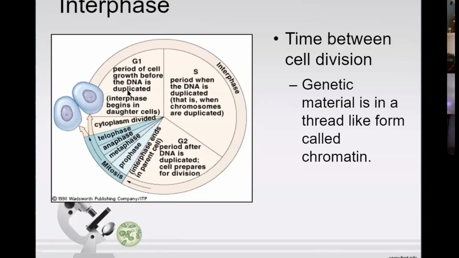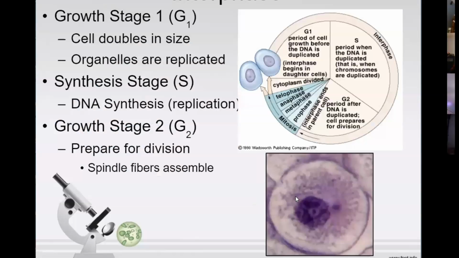So we can see G1 is a period of growth. S stands for synthesis. You're synthesizing DNA. So if you want all of your new cells to have the exact same copy of the genetic material you already have, you're going to need to make a copy. So that happens during the S phase. And then G2 is doing some preparation, making materials that's needed for the division itself. Okay, so we can see big portion of the pie is in interphase.